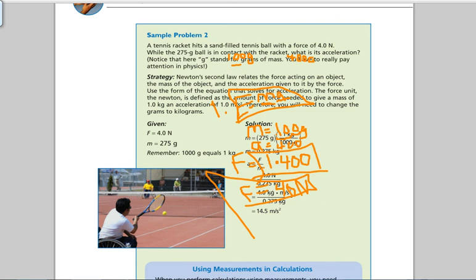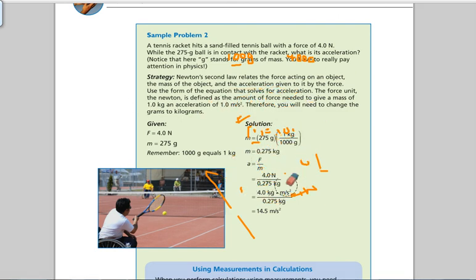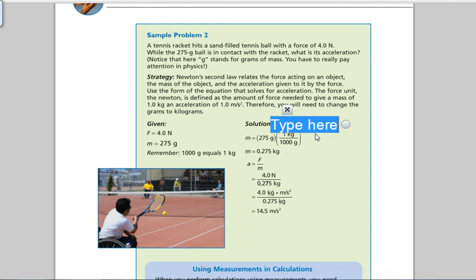So let's erase all this. Alright, so first you read through it. Alright, what are we looking for? So a tennis racket hits a sand-filled tennis ball with force of 4 newtons. What is the acceleration? Okay, so we write acceleration equals the force divided by the mass. And I just remember that.